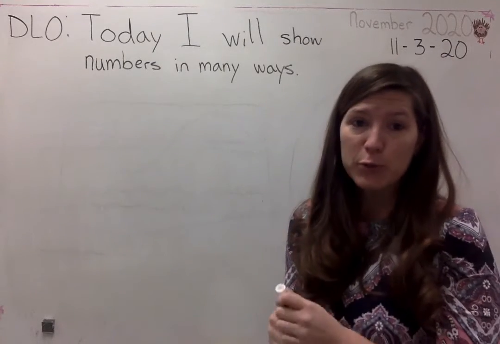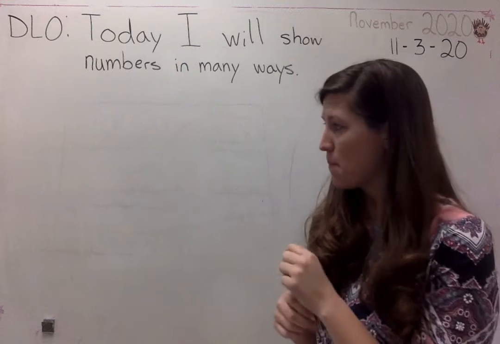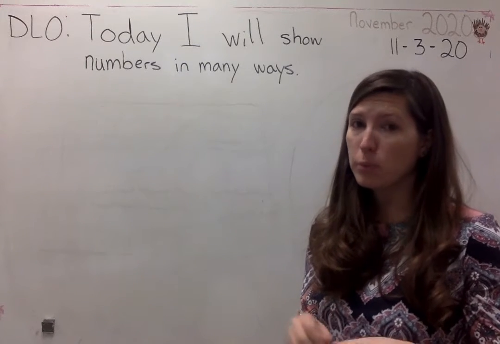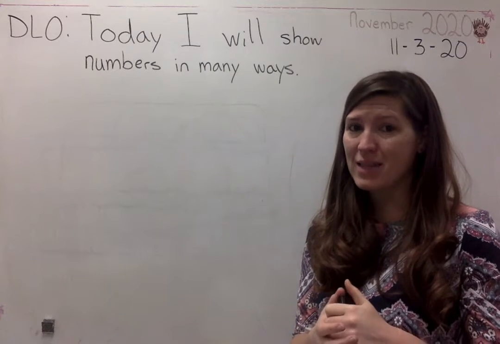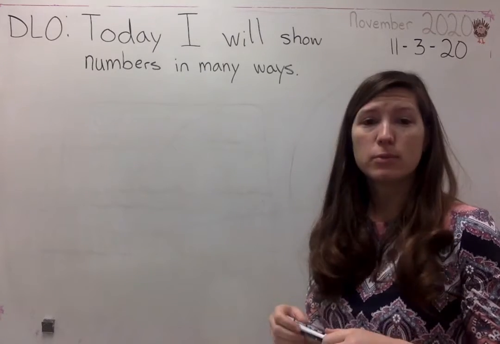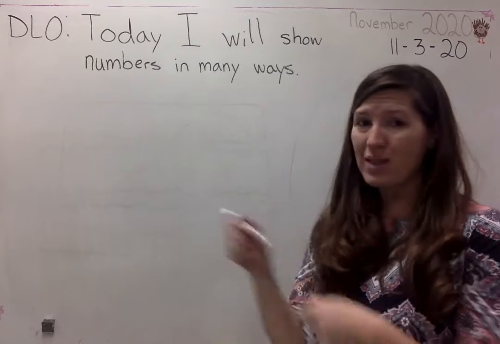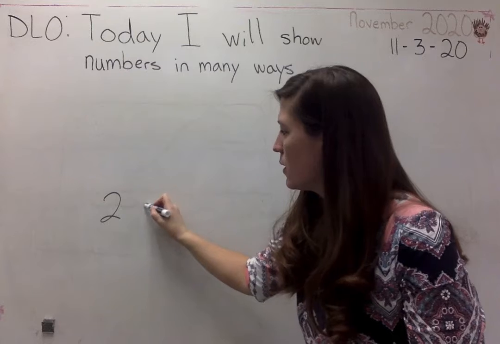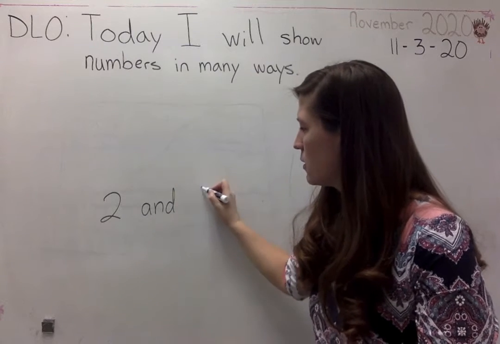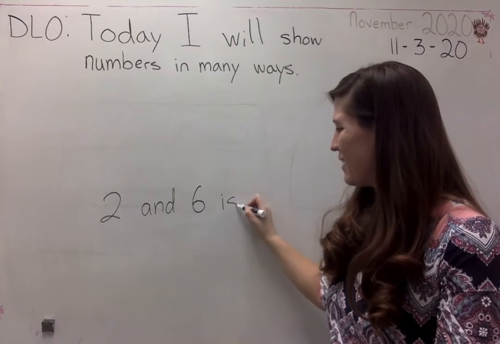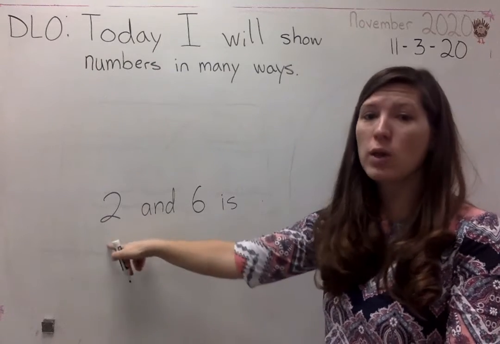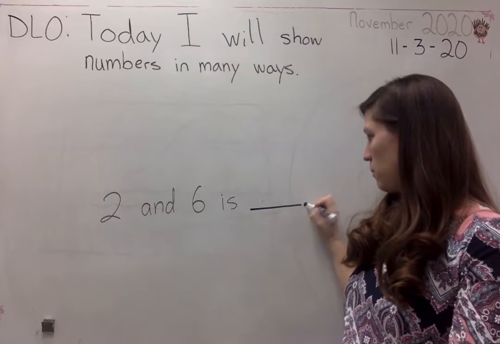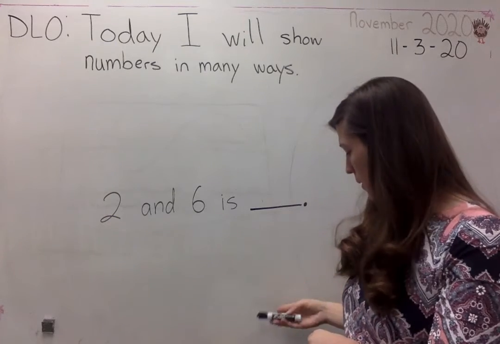I'm going to use my circles because those are the easiest for me. So I could say I have 2 blue circles and 6 purple circles. If I were to write that with numbers, it would be 2 and 6 is, and we've learned and is, so you can actually read these number sentences. I'm going to put blank, period, because at the end of a sentence we need a period.